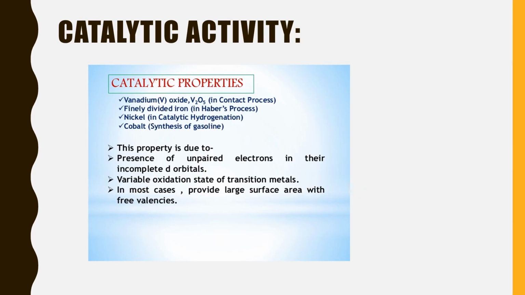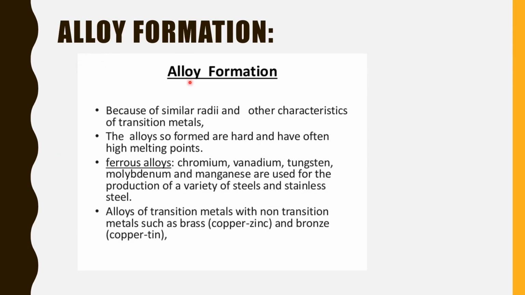And then the next one is alloy formation. As we know, d block elements are capable of alloy formation, and this is because of their smaller radii and other characteristics of transition metals. The alloys so formed are hard and often have high melting points. For example, ferrous alloys with chromium, vanadium, tungsten, molybdenum and manganese are used for the production of various steels and stainless steel, as we know.